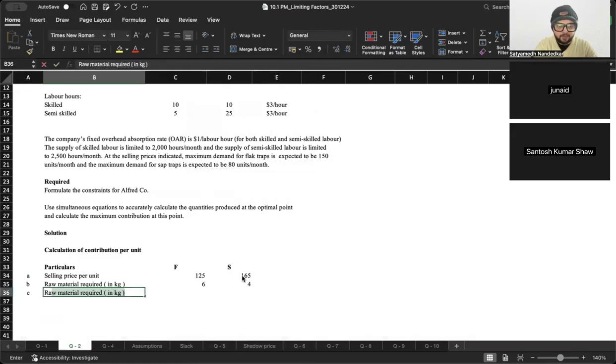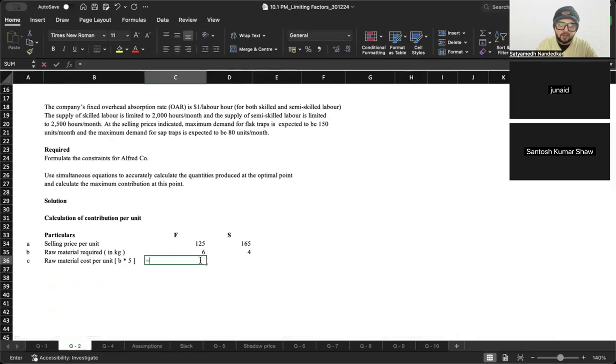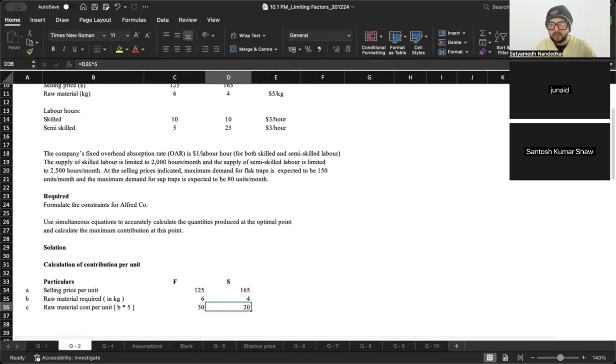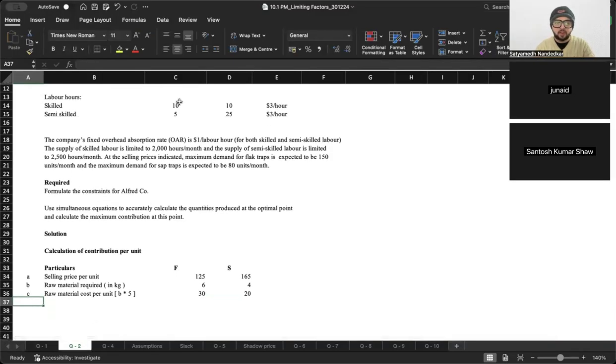And C will be raw material cost per unit. How will I get it? By multiplying B, which is the requirement, into rate per kg, which is 5 is the rate per kg. So this into 5 and this into 5. Similarly, we'll have to calculate the labor cost as well. So we have calculated the raw material cost per unit.